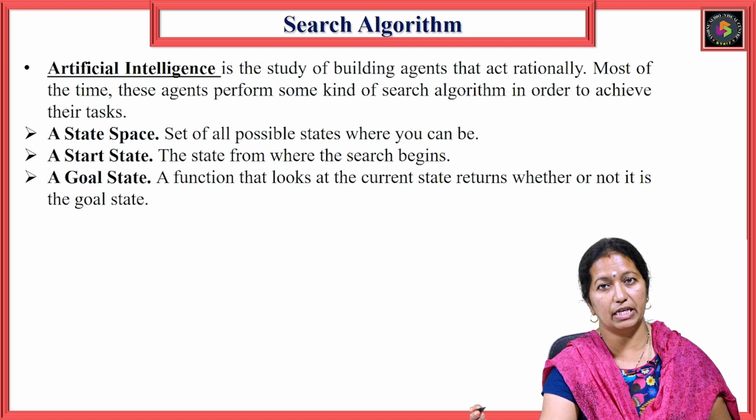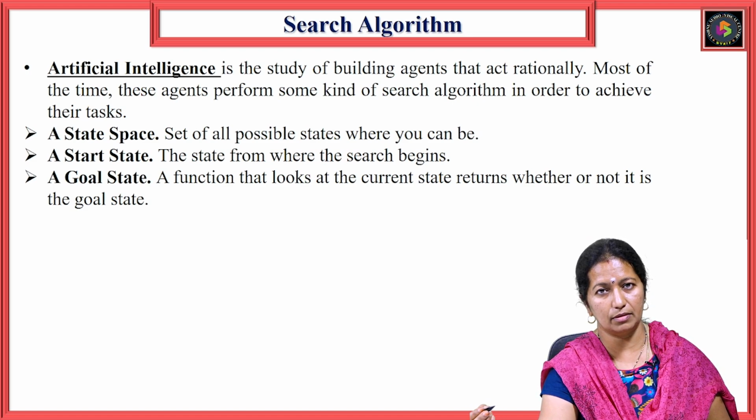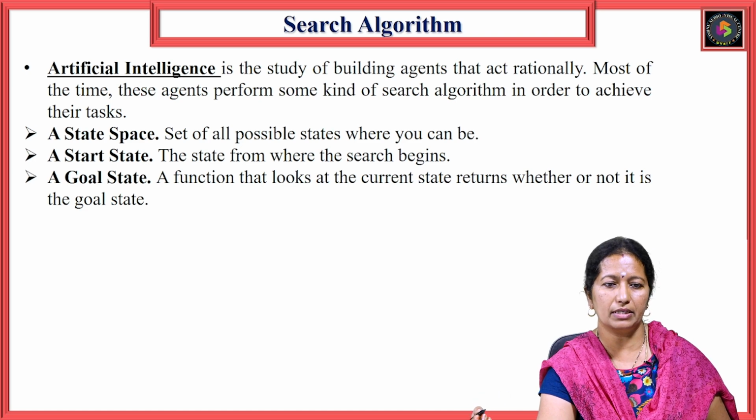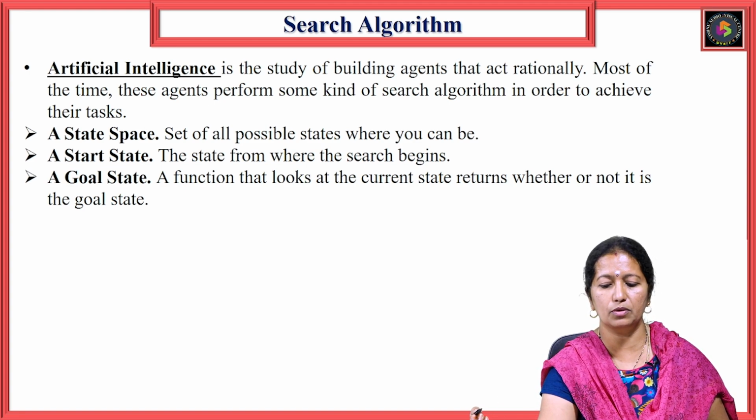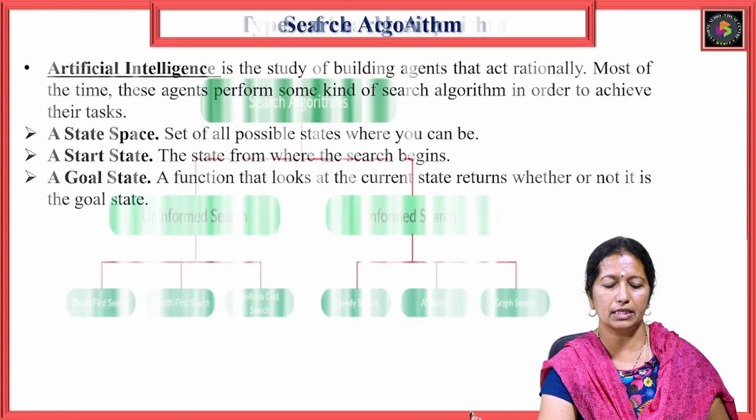Based on the search technique, we'll have our goal state. Then we'll be building the agents, and most of the time it will perform the search algorithm task as a given task. In the state space, whatever the space has been provided to search, we will start from the start state, then we'll go to the goal state. The goal state will check if the current state returns or not. That will be based on the heuristic.